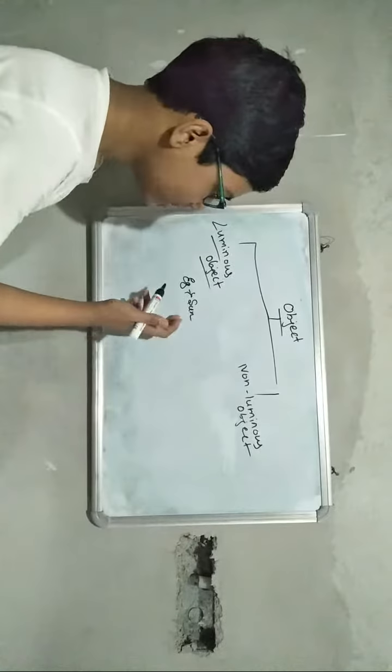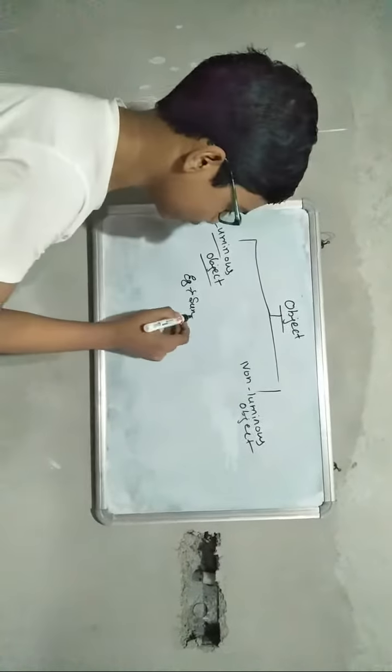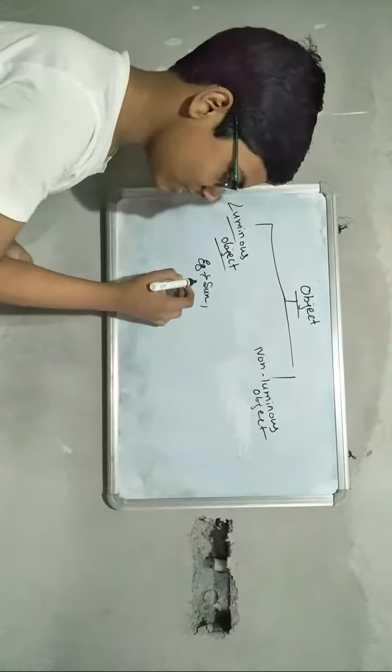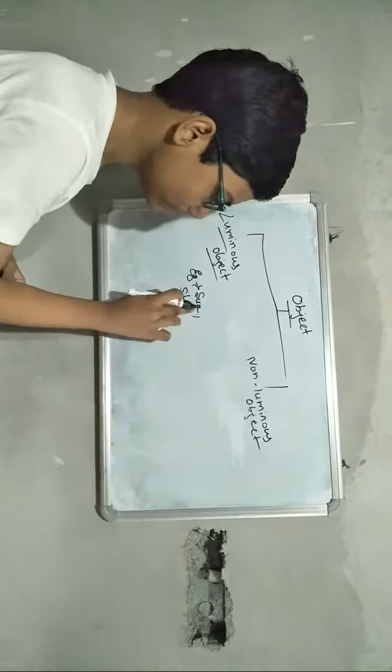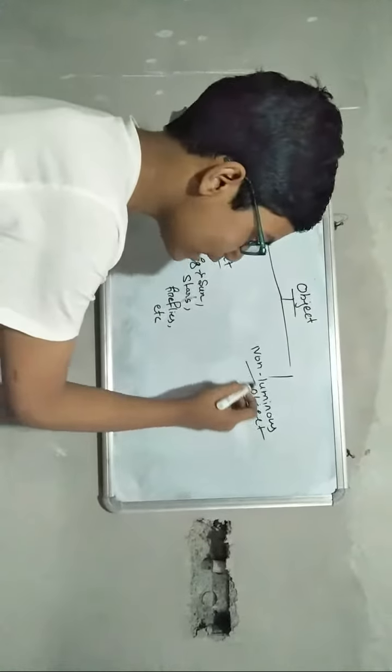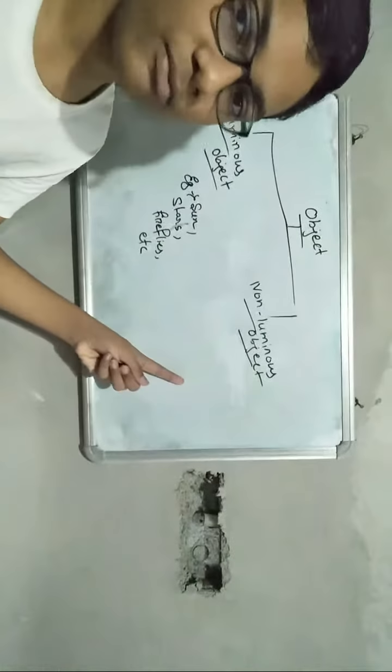So the sun is a luminous object. Other luminous objects are stars, fireflies, etc. And now, what is a non-luminous object?